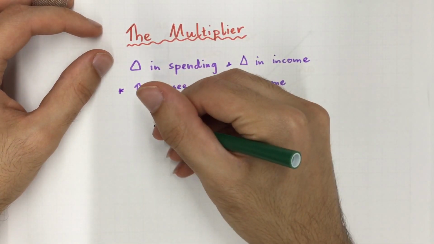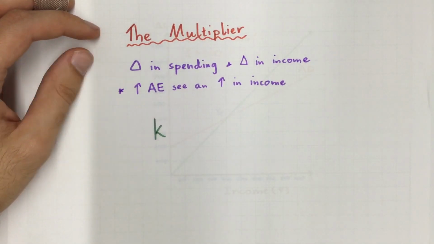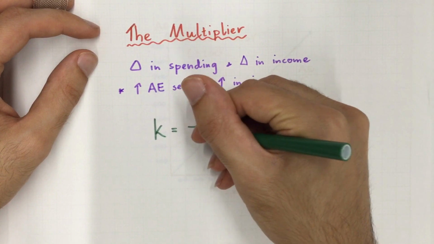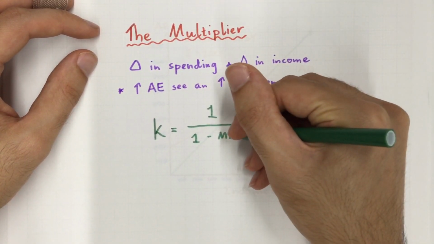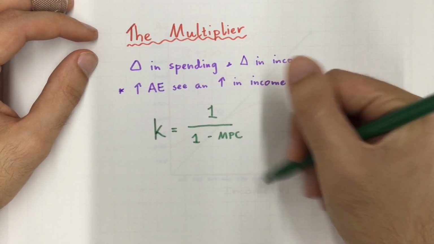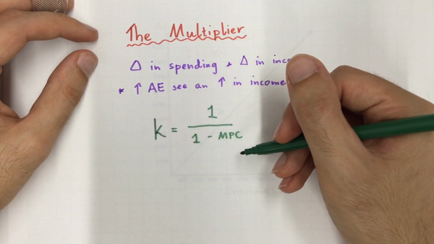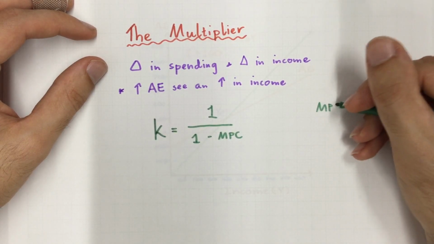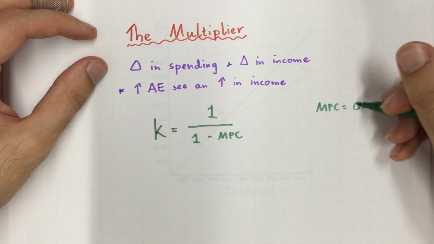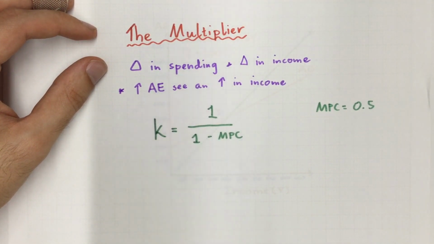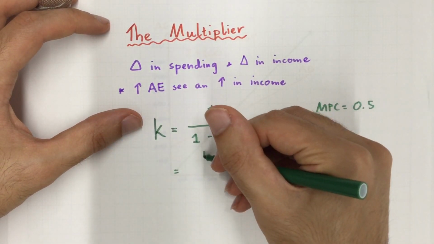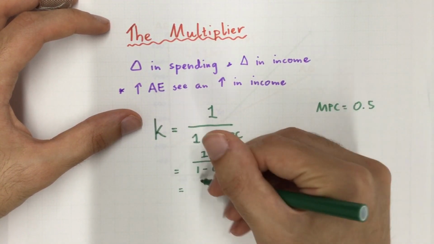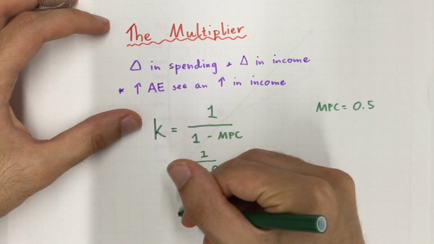And that formula is K, so the multiplier is K, is equal to 1 divided by 1 minus the MPC. And that 1 minus the MPC, that's our MPS, the marginal propensity to save. So let's say we have a situation where the MPC is equal to 0.5. Then in this scenario, K is equal to 1 divided by 1 minus 0.5, which gives us 1 divided by 0.5, which gives us 2.